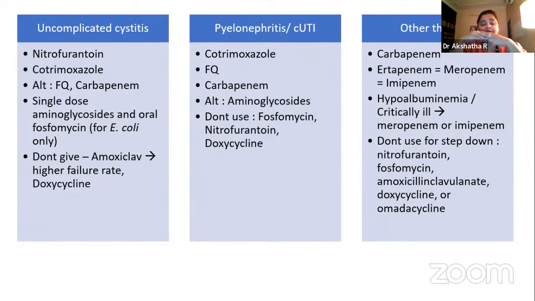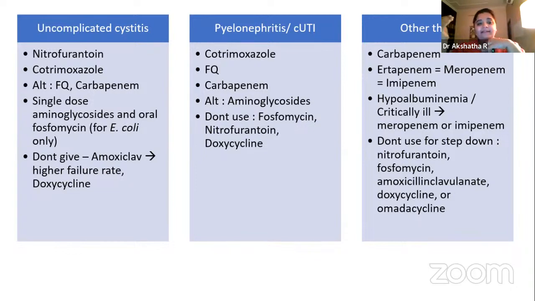Next, if the patient is having pyelonephritis or complicated UTI, as is our case, cotrimoxazole or a fluoroquinolone can be given if it is susceptible. In our case, it was resistant. So the next choice is your carbapenem. Alternatively, an aminoglycoside can be used for the entire duration. And whenever there is pyelonephritis, remember there is no role for fosfomycin or nitrofurantoin, and in general in UTI, doxycycline is not to be used.